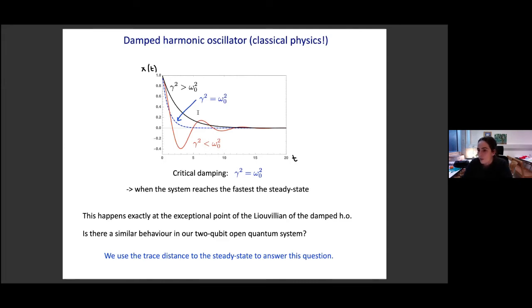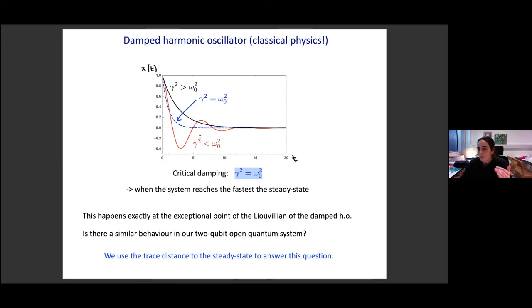So if you write the evolution equation of the coordinates x and p, so x dot, p dot as a function of x and p, you get a 2x2 matrix. And this 2x2 matrix is a Liouvillian, so it describes the dynamics of your classical system. You look at the eigenvalues, and in fact, you will find an exceptional point. And these exceptional points exactly correspond to this point in parameter space. So the question is the following: is there something similar in our 2-qubit open quantum system?